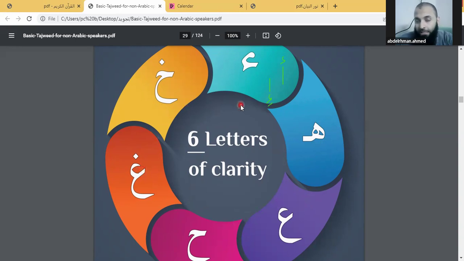We memorize it like this: hamza, ha, ayn, ha, ghain, kha. Or you can say hamza, ha, ayn and ghain, ha and kha. It's okay. So the 6 letters of clarity, let me write them here: hamza and ha and ayn and ghain and ha, and the last one is kha. These are the 6 letters of clarity.